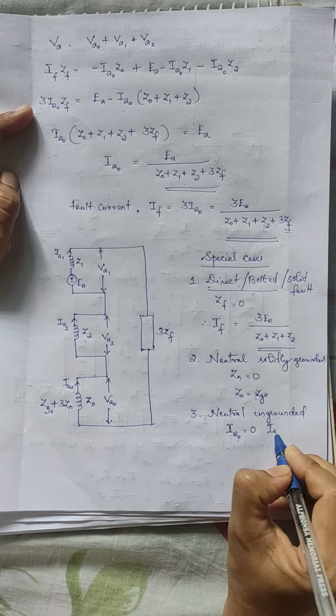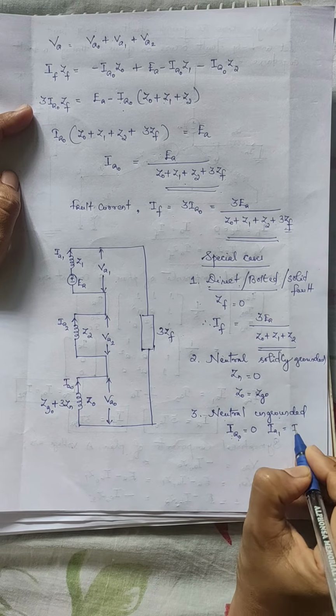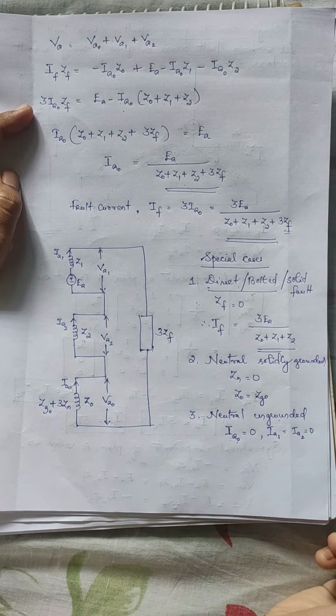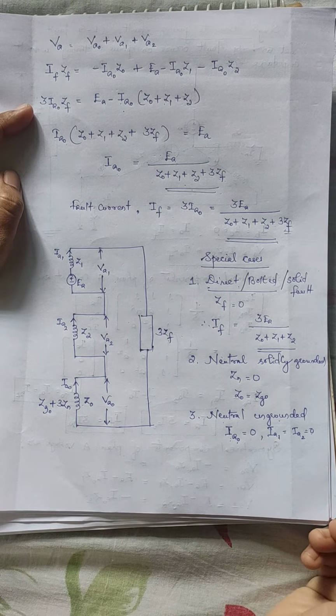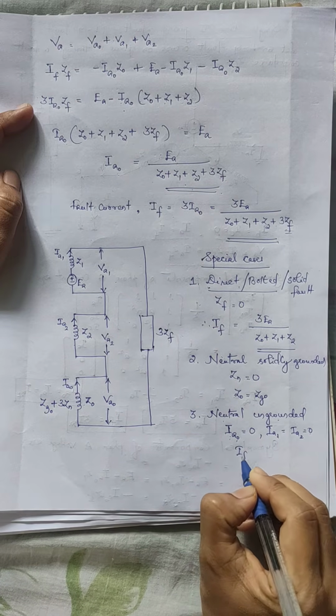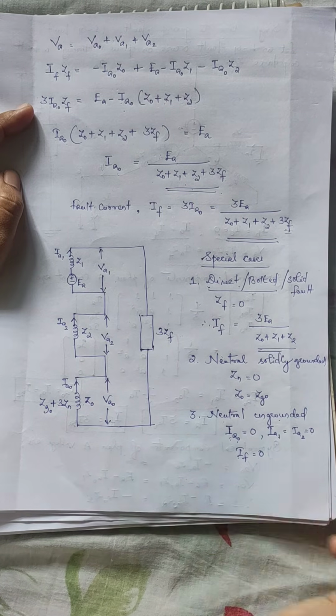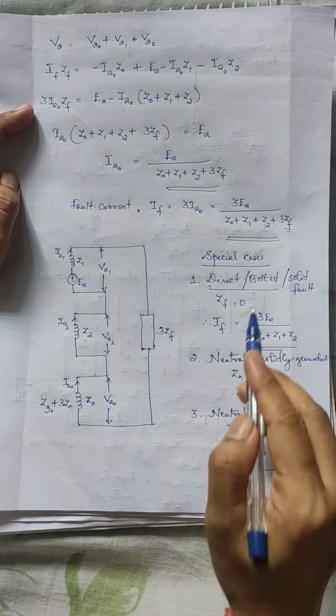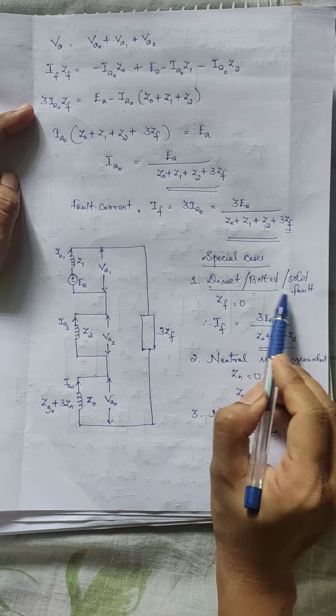So here IA1 is equal to IA2 is equal to IA0, which is 0, because these three sequence currents are the same for a single line to ground fault. And that means the fault current is also 0, since the fault current is 3 times IA0. So these are the various cases. Now see the direct short circuit case.